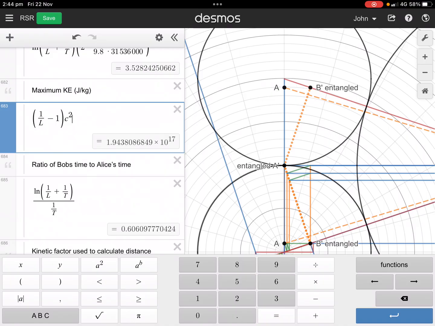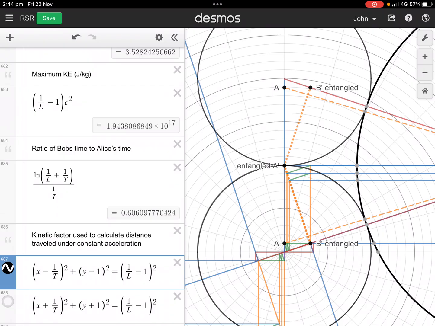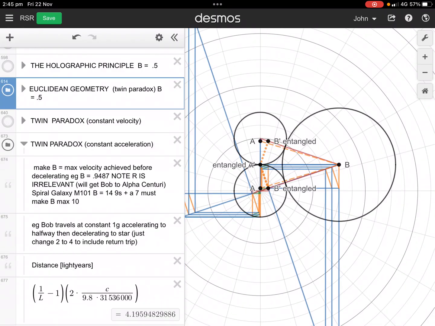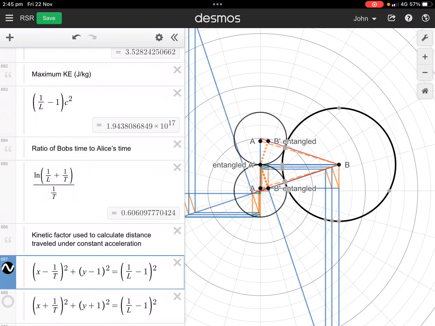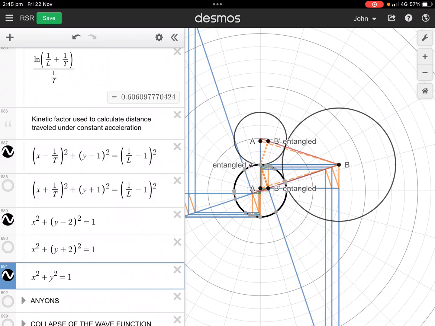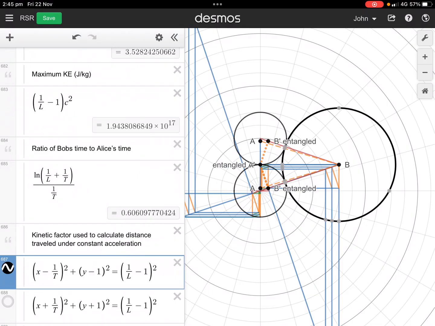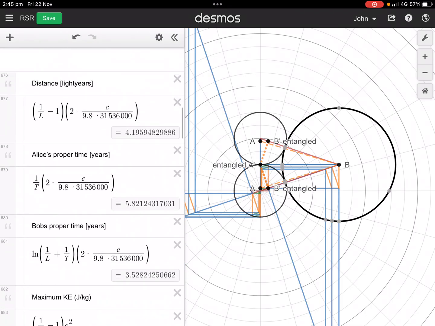Here's the kinetic energy. Notice that gamma minus 1 is the radius of the circle. That's the ratio of their times, about 0.6 roughly. But the radius of that black circle, that's how you calculate the distance travelled. It's as if Bob goes from this little circle, travels out, then comes back and lands on this big circle, which is Alpha Centauri. So it's gone from the surface of Earth to the surface of Alpha Centauri, and he's travelled that radius out and then that radius back.